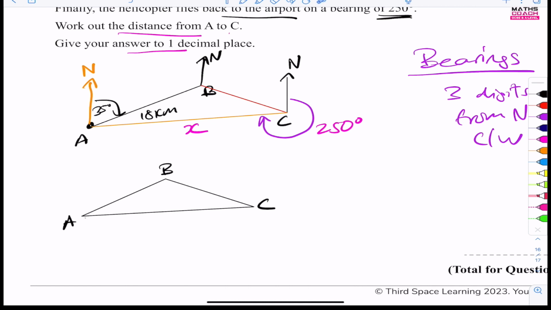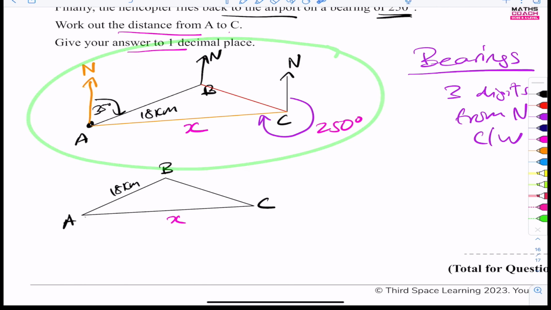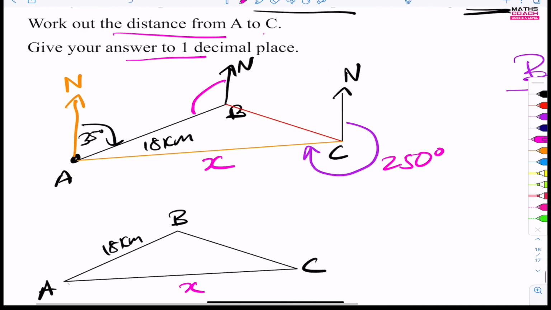So what do we know? We need to work out one angle at least. We've got 18 kilometers here. We're trying to find out what x is right there. So if we go back to this diagram, we can work those out. These are two parallel lines, so this angle here can be found by doing 180 minus the 35. So 180 minus 35 gives us 145 degrees.